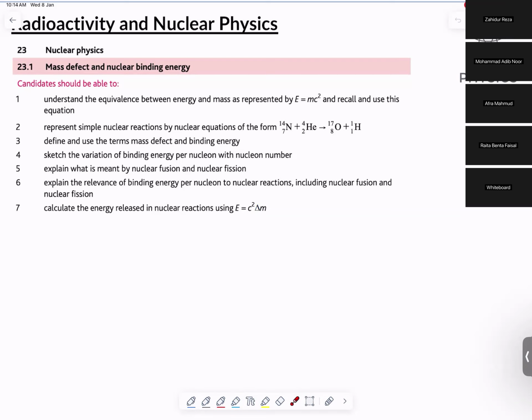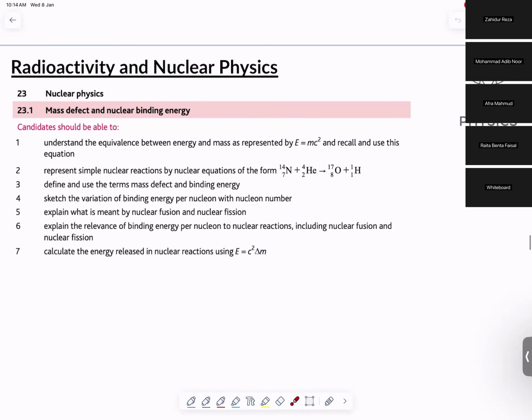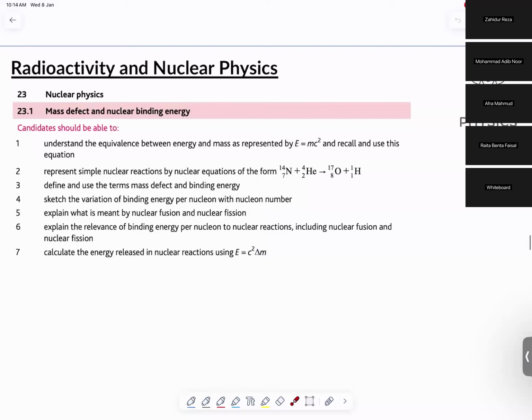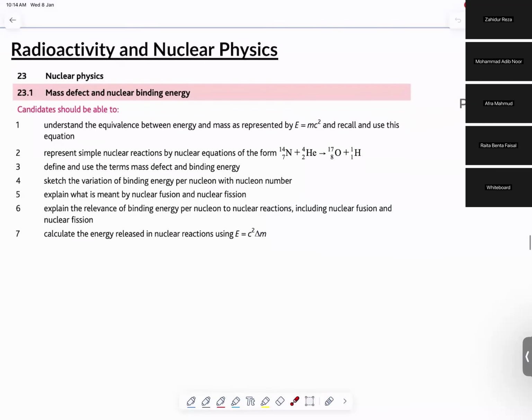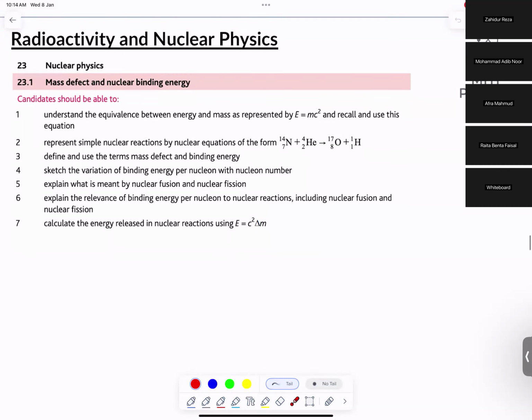All right, let's start. This is chapter 23 out of 25. This is the last big theoretical chapter. After this, the next two topics are just some information that you need to learn, medical physics and astrophysics. So this chapter is divided into two parts.